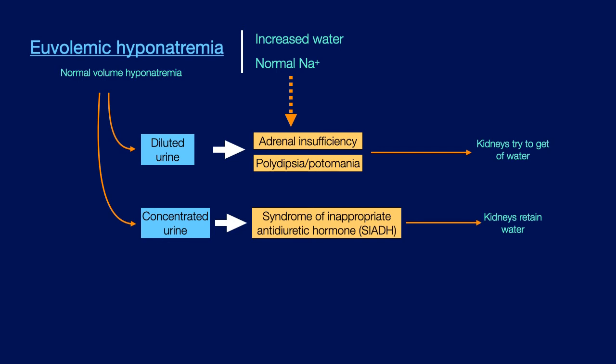The main condition that causes concentrated urine, on the other hand, is syndrome of inappropriate antidiuretic hormone secretion, which you can just say SIADH. This is where inappropriate presence of antidiuretic hormone causes water retention, which ends up meaning the urine gets more concentrated.